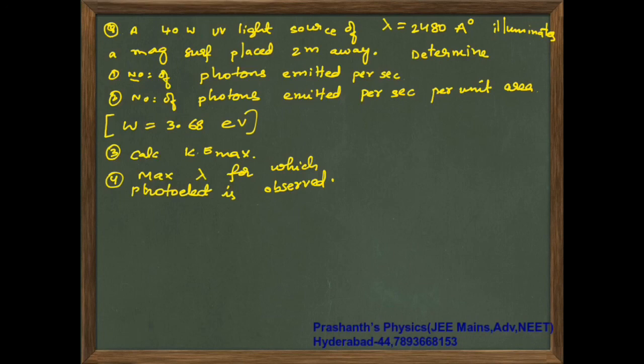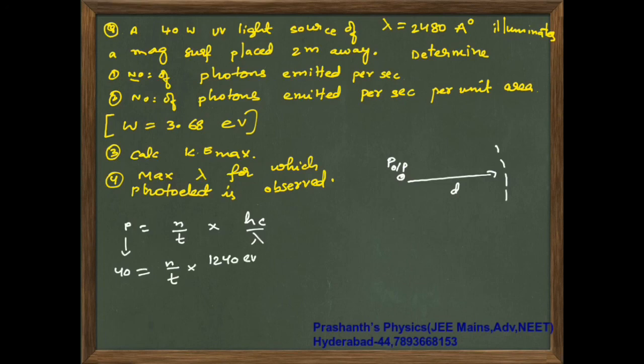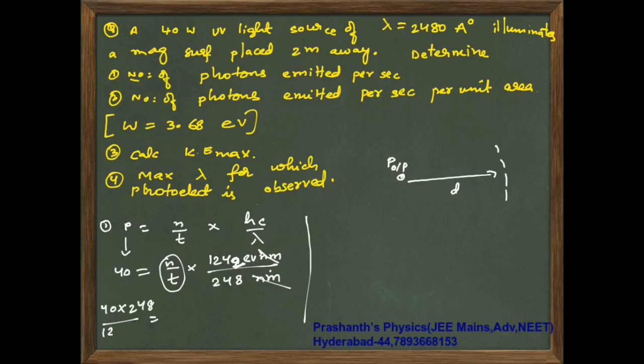Stick to the basics. Your first question is number of photons emitted per second. I told you, if you remember the story, output power will be there at some distance d. Your output power is actually number of photons emitted per second into hc by lambda. This is given as 40. That is equal to number of photons emitted per second into 1240 electron volt nanometer by lambda, for first bit I am explaining. Lambda 2480 Armstrong means it is 248 nanometers. If you take it as 1242, check what is the multiple of this, you will get n by t. N by t is nothing but your 40 into 248 by 1242. This is your first bit answer, number of photons emitted per second.